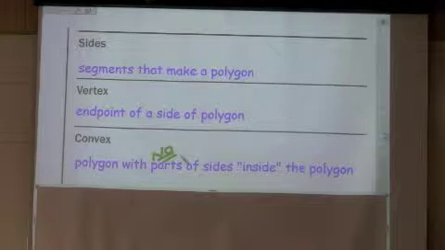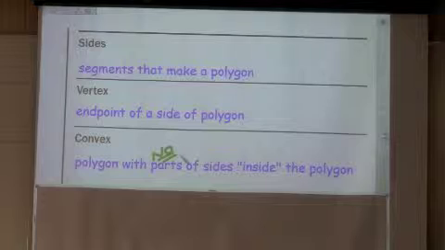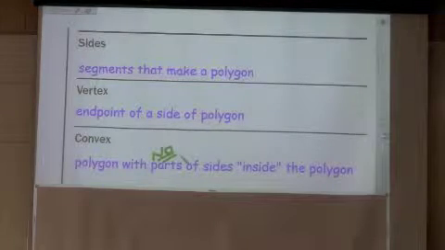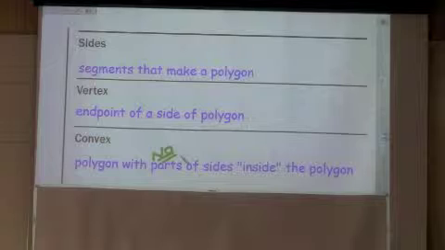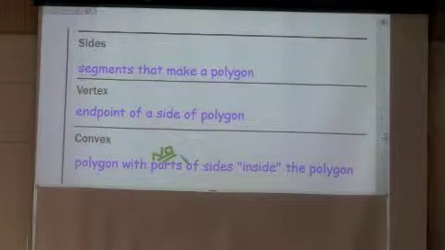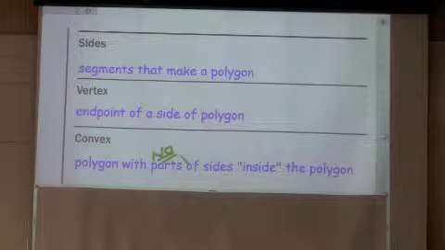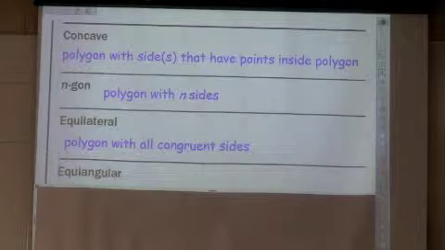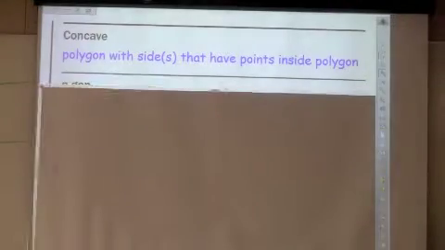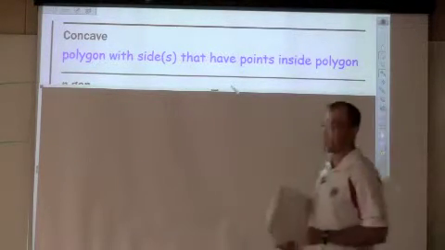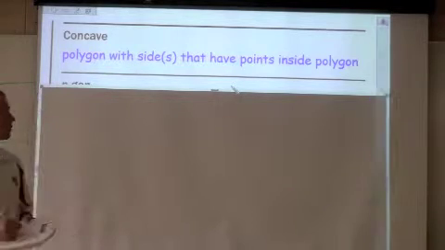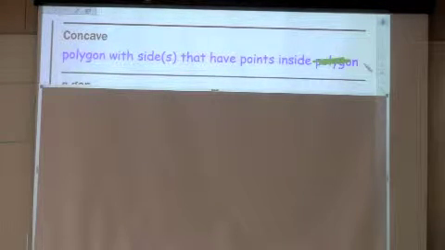Now, concave is kind of the opposite of convex. So if convex means you can have no parts inside the polygon, what do you think concave means? Parts can be inside the polygon. Okay, so our definition for concave is polygon with sides that have points inside the polygon. But I'll show you a difference between concave and convex. Seeing a picture of it makes it a little more clear. That's something you could just jot in the margin there in your notes when I show you a picture.